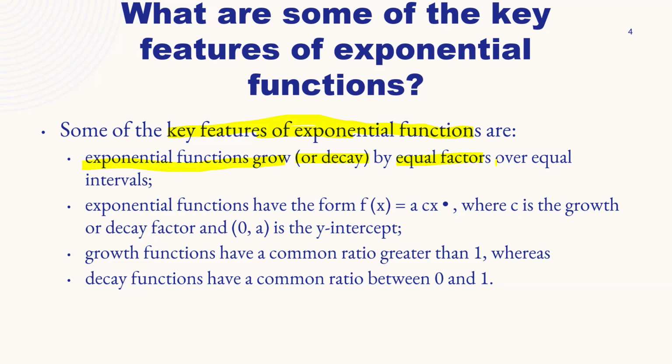Pretty much you're writing down this whole sentence: over equal intervals. That's the most important thing that you need to understand. It has to be equal factors over equal intervals. Okay. Factors. What does a factor mean? What is the definition of a factor?